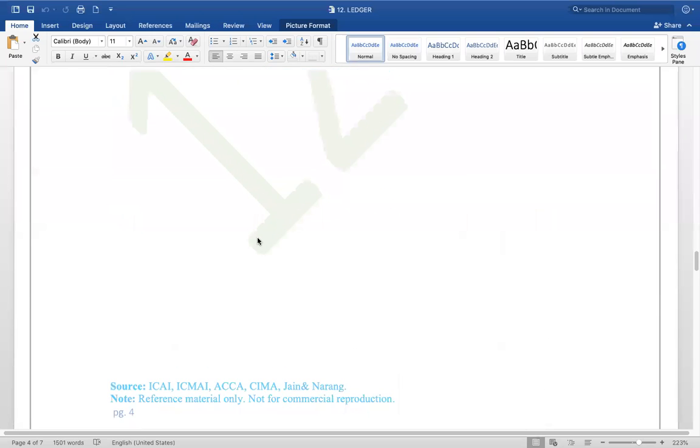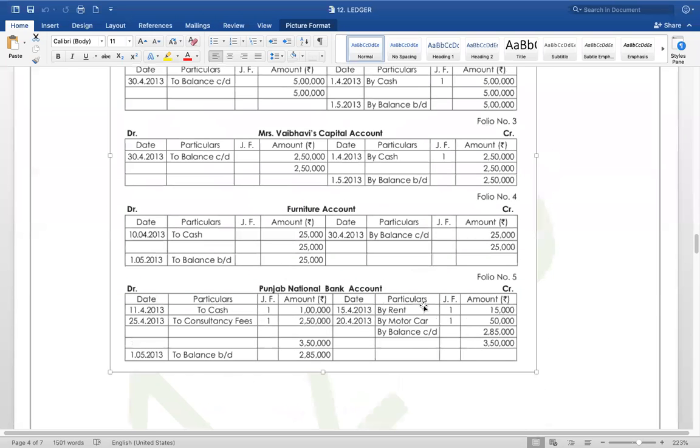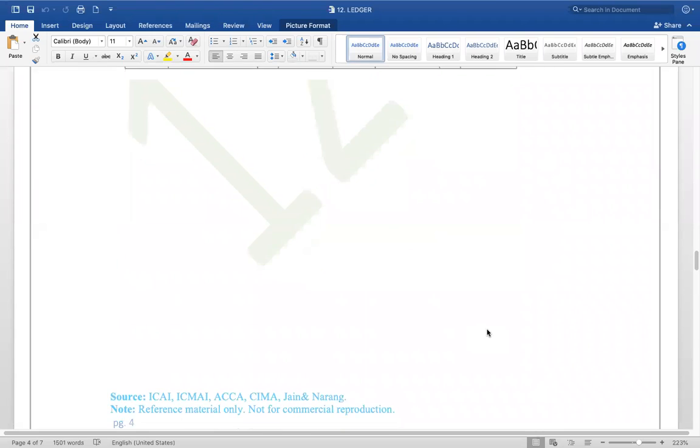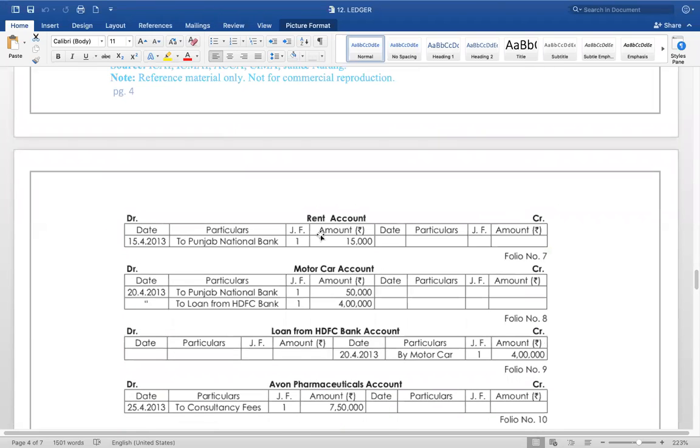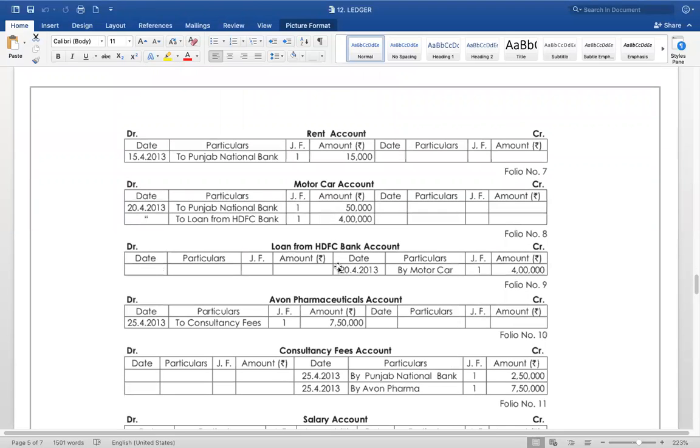Now, look at this one. This is the balance of bank, not cash. This is the balance of cash. Balance of bank, cash balance in the bank. Now let's come to rent. Rent account is debited with Punjab National Bank for 15,000.